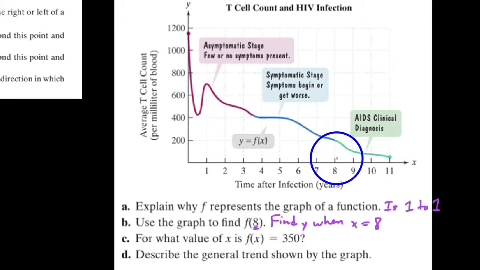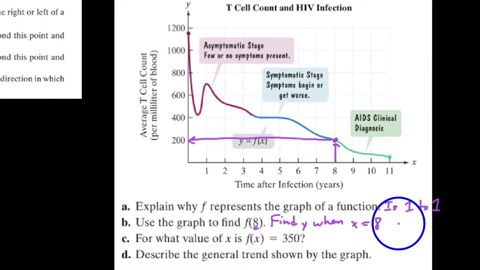So using the graph, what this means is we're actually going to have to go find that input value, trace it up and over, and I see that it kind of looks like it hits right on this cross point here with my grid. So if we trace this over, I would say that f of 8, just by using the graph, y, or f of 8 here, would be approximately equal to 200. And I should write approximately because I can't be certain, but I'm pretty sure I'm pretty close.